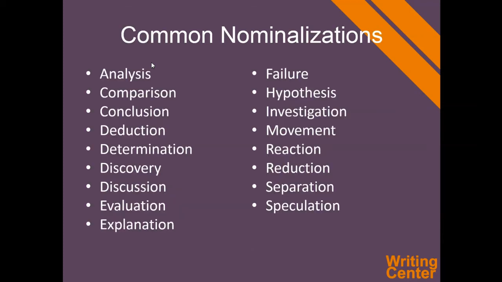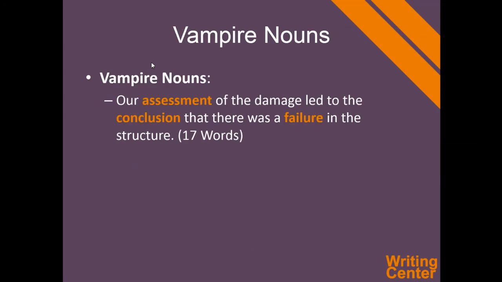So let's look at some examples of common nominalizations: analysis, comparison, conclusion, deduction, determination, and so on and so on. You'll see the list. All of these have a really strong verb hidden in them. I'm going to go from the back: speculate, separate, reduce, react, move, investigate, hypothesize, fail. Right? So a sentence structured around those verbs rather than the nominalized versions of those verbs has probably much more impact on your reader.